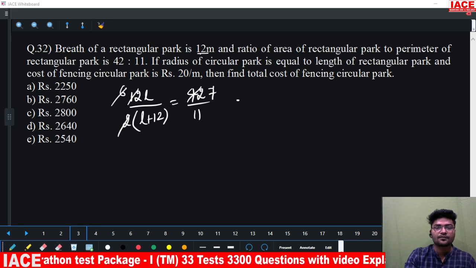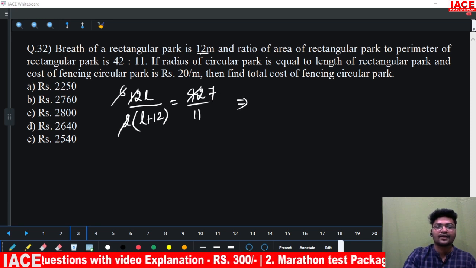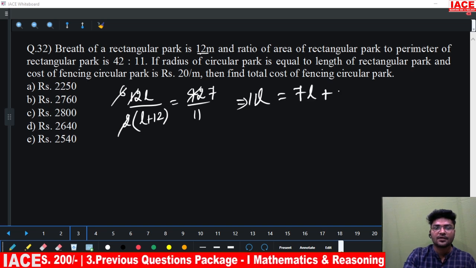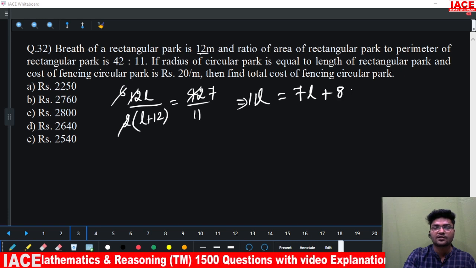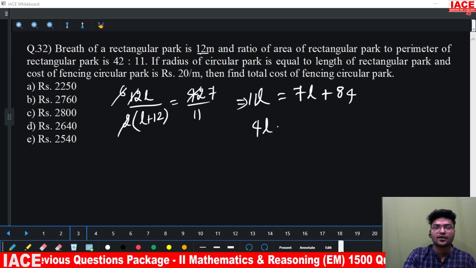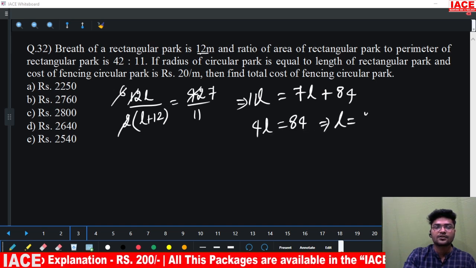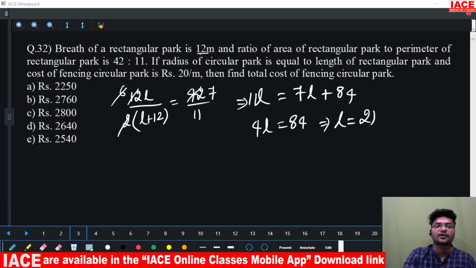So what do we have here? 11 into L. 11L is equal to 7L plus 12 into 7. 12 into 7 is 84. If I take this to the other side, we have 4L equals 84. That means the length of the rectangle is 21.